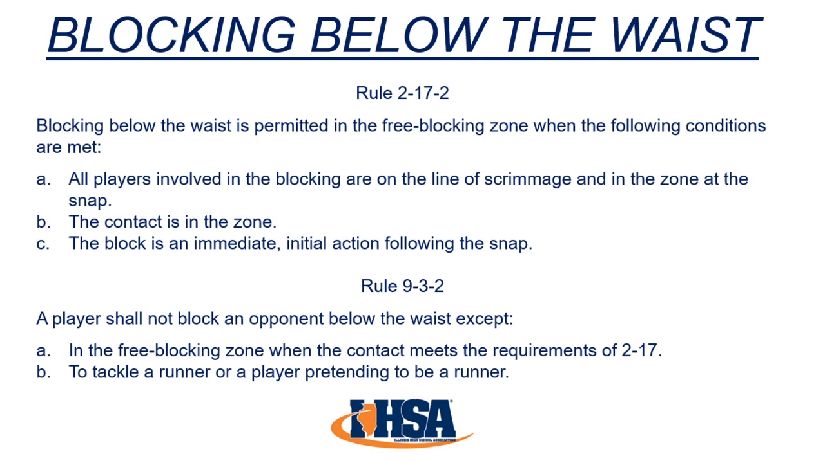Rule 932 also says a player shall not block an opponent below the waist except in the free blocking zone when the contact meets the requirements of 217, or to tackle a runner or a player pretending to be a runner. The penalty for blocking below the waist is 15 yards. The enforcement spot varies depending on the play. Offensive players aren't the only ones who block below the waist. We will see videos that show players on both sides of the ball who commit blocking below the waist fouls.